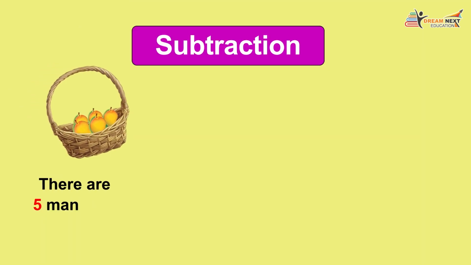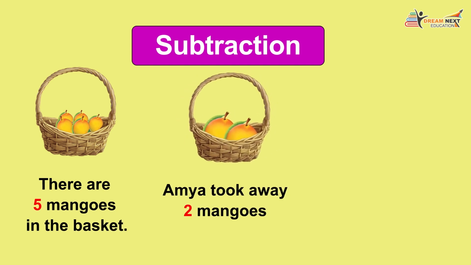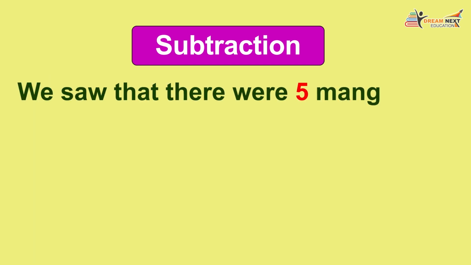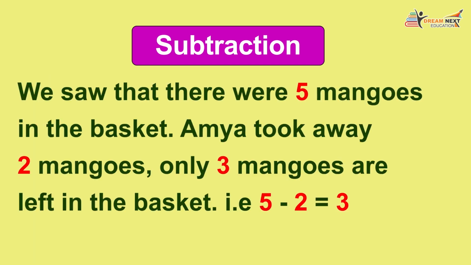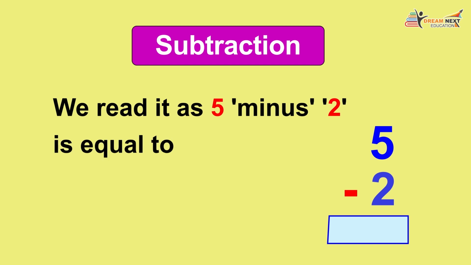Subtraction. There are 5 mangoes in the basket. Amya took away 2 mangoes. Now 3 mangoes are left in the basket. We saw that there were 5 mangoes in the basket. Amya took away 2 mangoes. Only 3 mangoes are left in the basket. 5 minus 2 is equal to 3. We read it as 5 minus 2 is equal to 3.